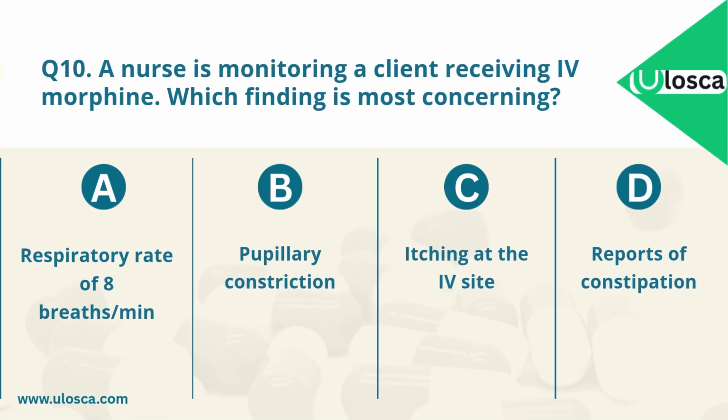Question 10. A nurse is monitoring a client receiving IV morphine. Which finding is most concerning? A. Respiratory rate of 8 breaths per minute. B. Pupillary constriction. C. Itching at the IV site. D. Reports of constipation. Which one is the correct answer?